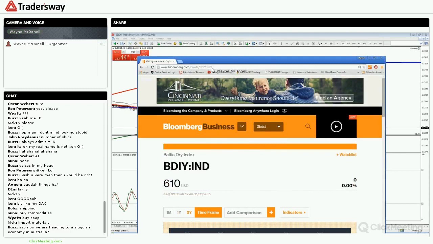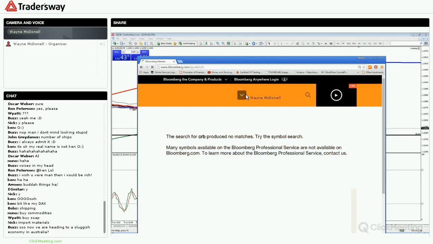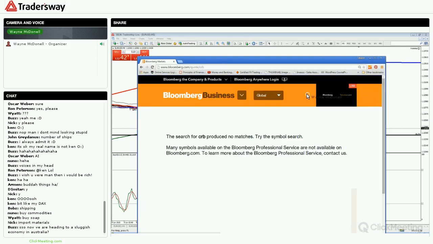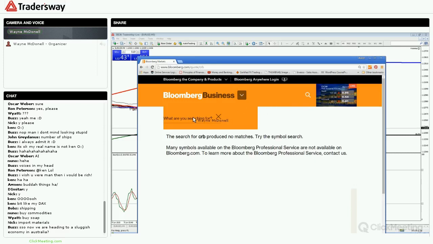And then what about, is it going to let me do this? I don't know, CRB. It's probably not letting me do that. I'm trying to cheat it. This new website's so weird. Where's the search? I just want to search Bloomberg. Bloomberg. Oh, here it is. What are you searching for? I don't know. I'm searching for a place to type. What a weird website, huh?